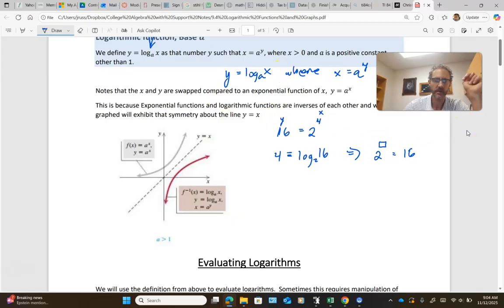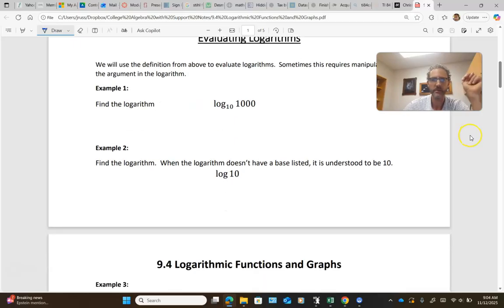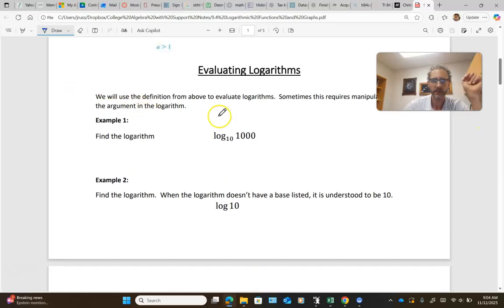But for now, let's look at how we can evaluate some of these logarithms, the logarithmic functions. So we're going to use that inverse relation, the fact that x will be equal to a to the y, okay?